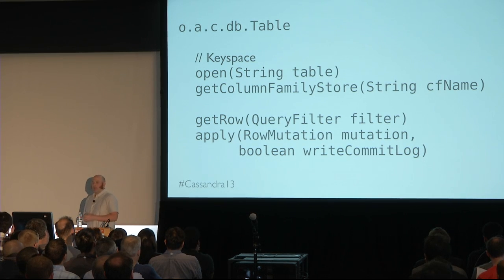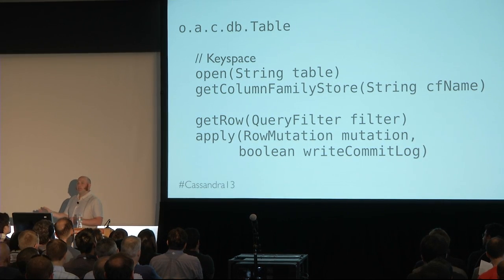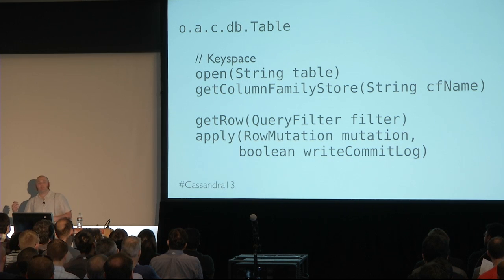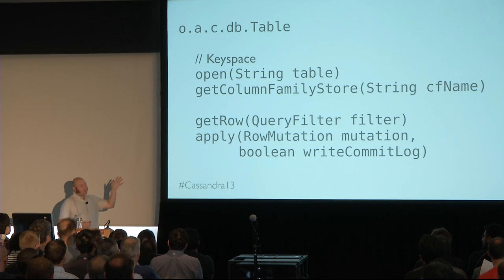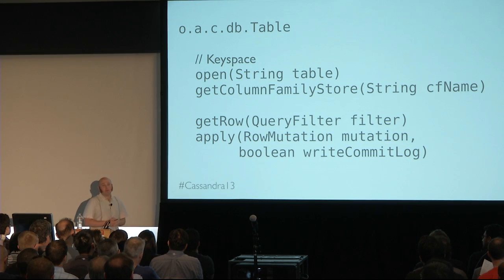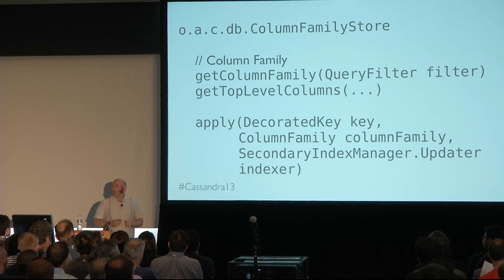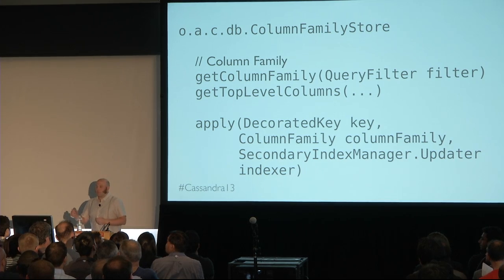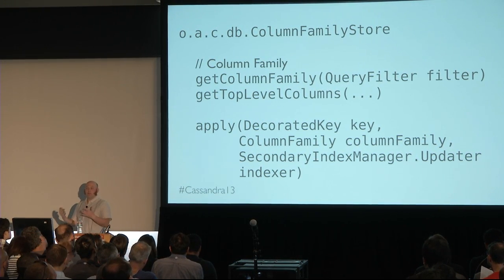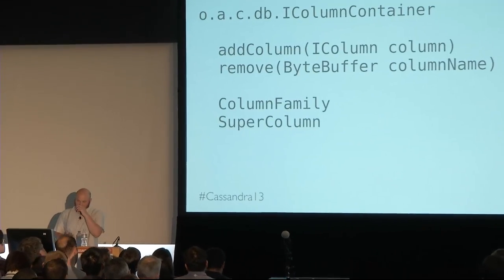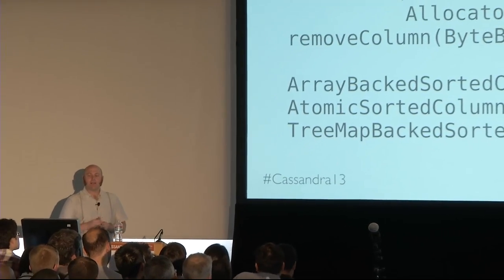It has a function called getColumnFamilyStore because the thing that you think of as your column family or table is implemented in a class called ColumnFamilyStore. This has the top level functions that we use for doing reads and writes, getRow and apply. We have a top-level function here to do reads, getColumnFamily. We have an apply function. I'll skip down here because I'm running a little late.